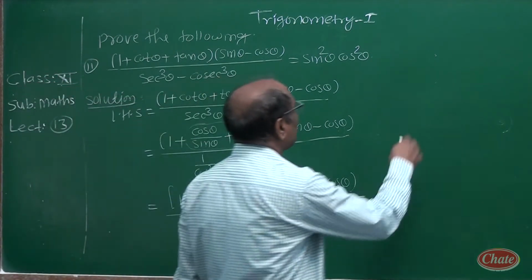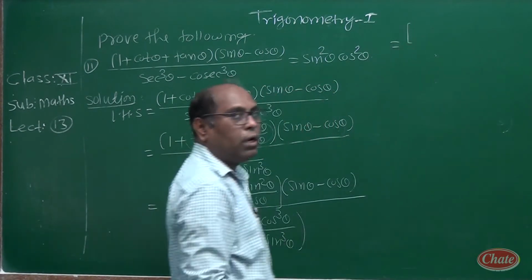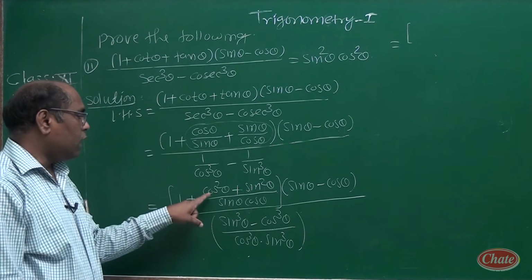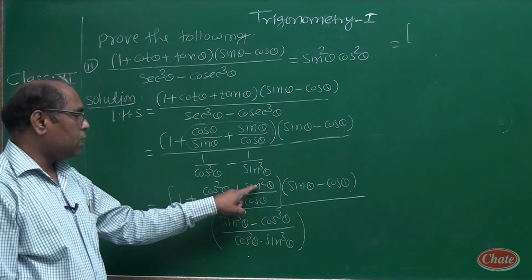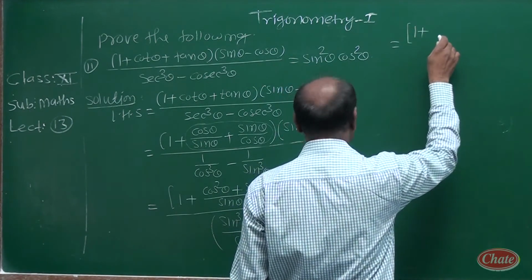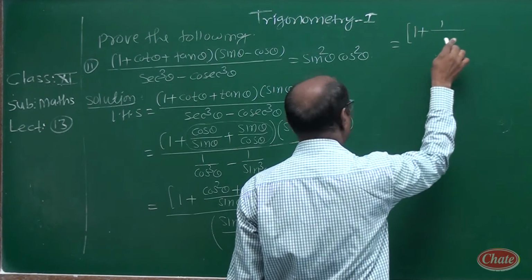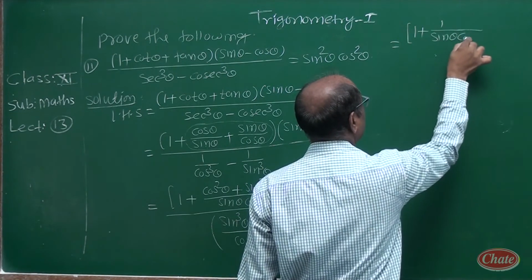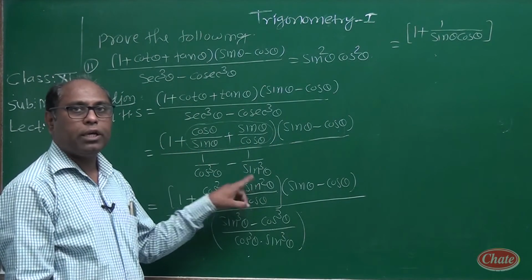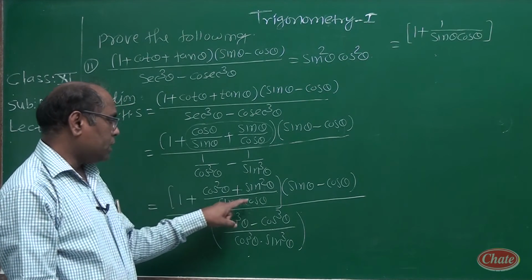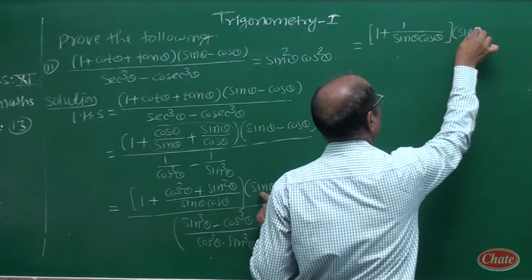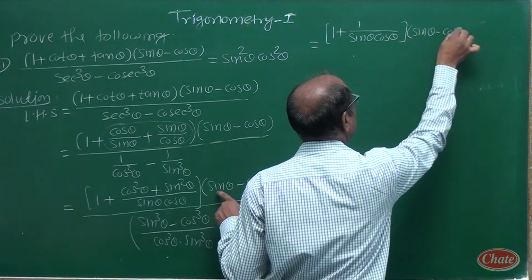So therefore that is equal to, now first we have to put the value of cos square theta plus sin square theta. Cos square theta plus sin square theta, that is 1. So 1 plus, here we get cos square theta plus sin square theta, which is an identity whose value is 1, divided by sin theta into cos theta, as it is, into sin theta minus cos theta.